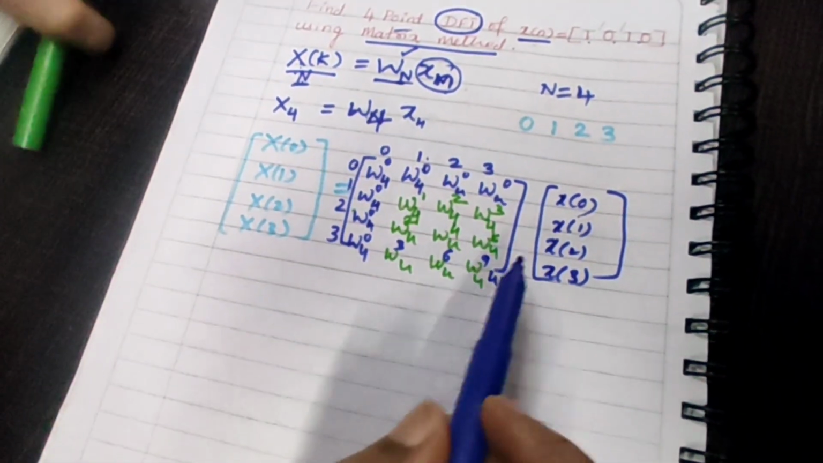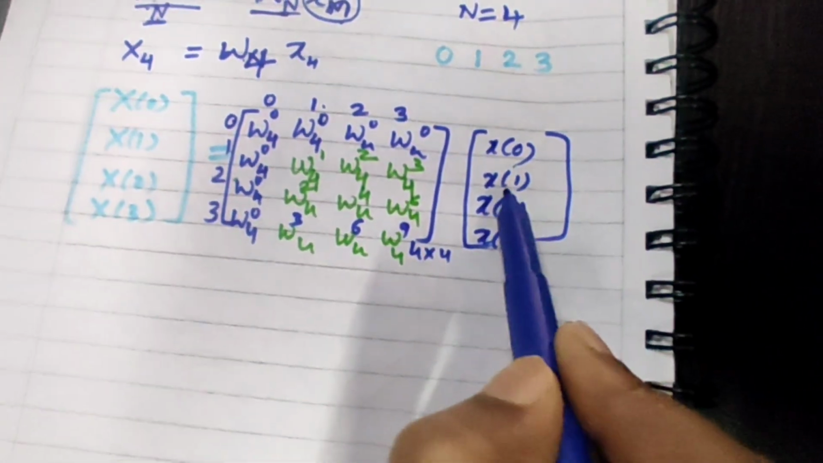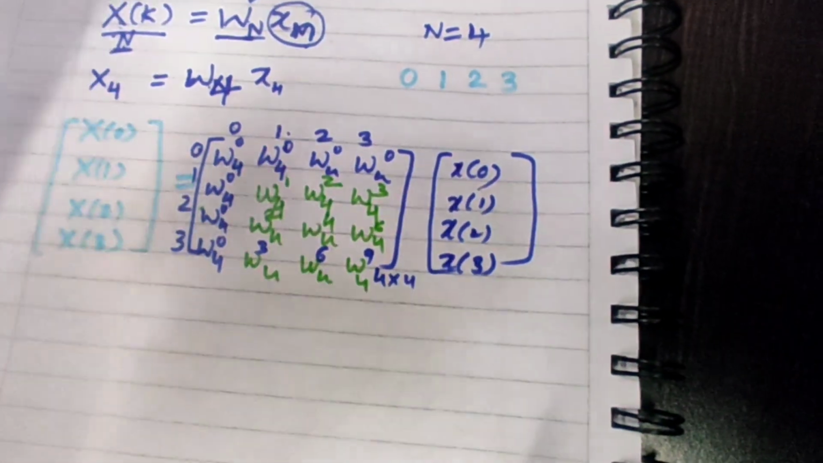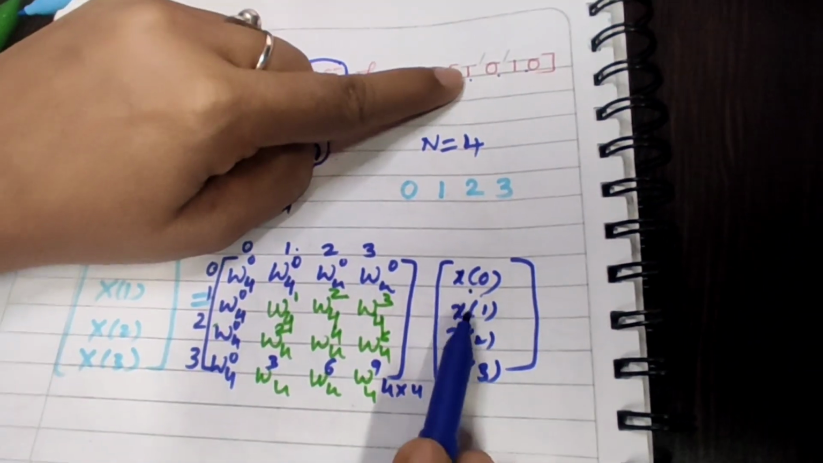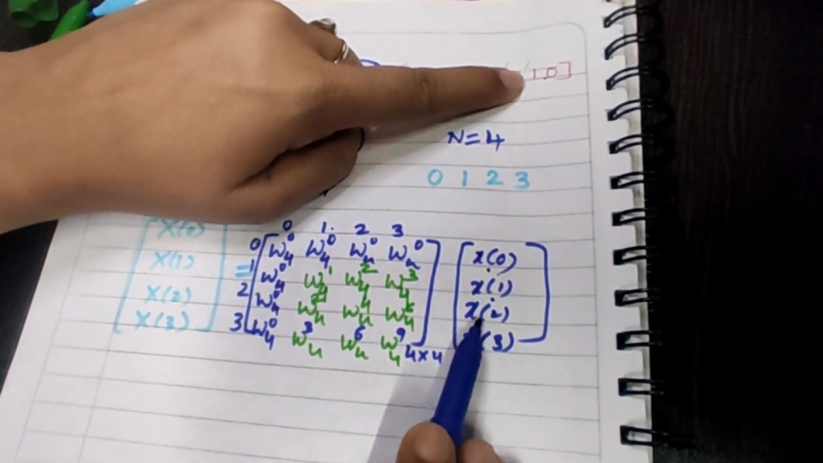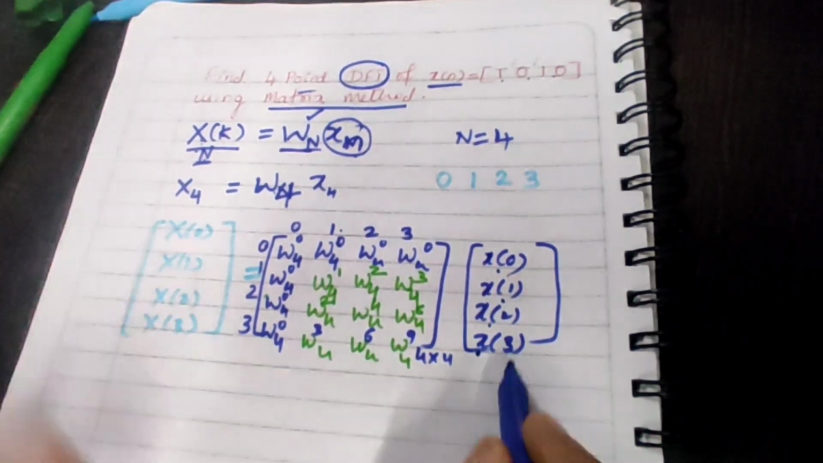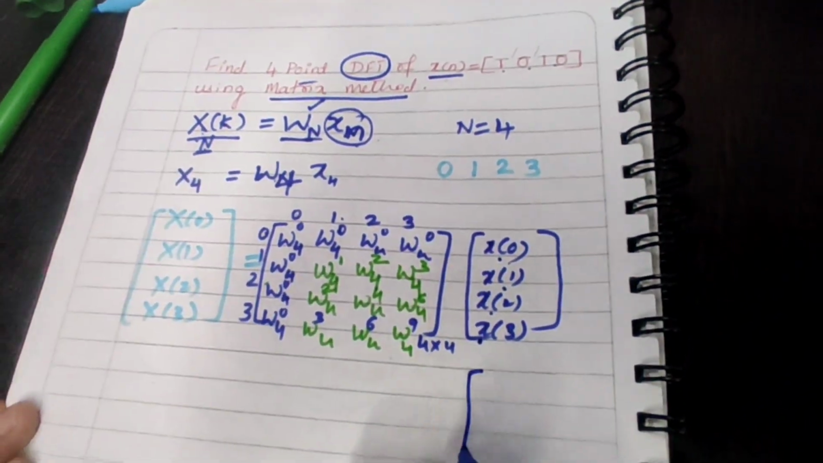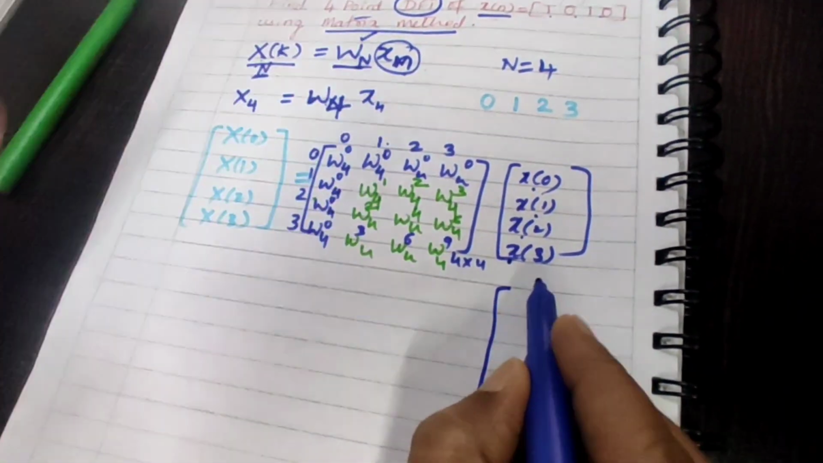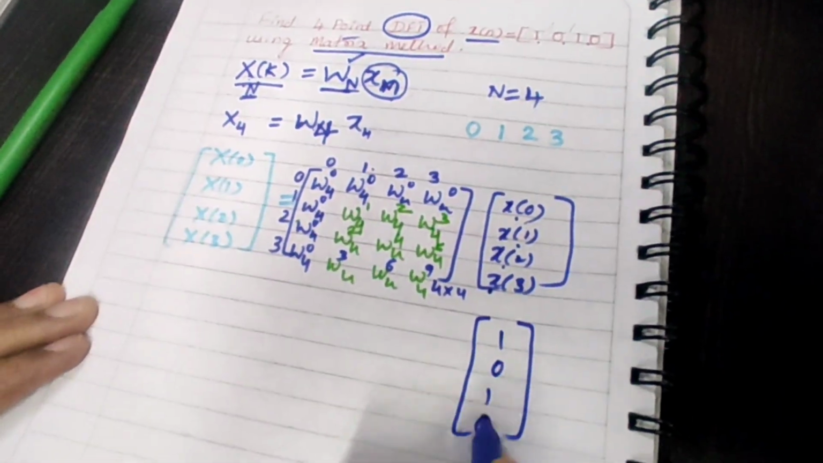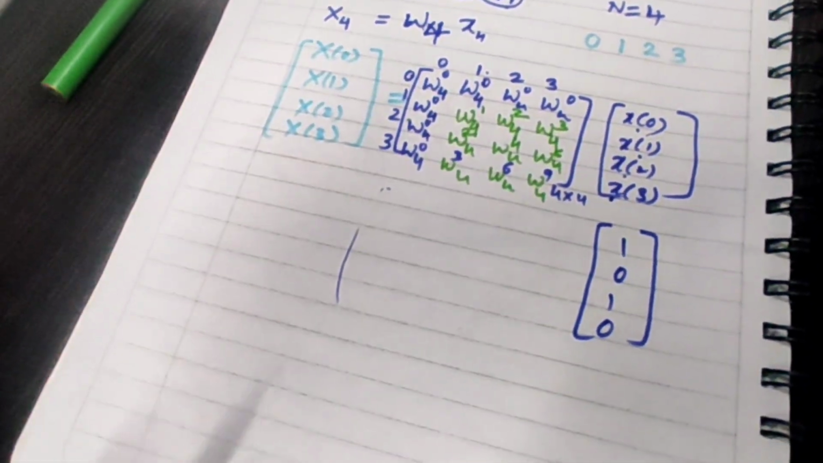Now x of 0 is 1 and x of 1 is 0, x of 2 is 1, x of 3 is 0. In this way we have to substitute. To write this matrix is a very simple thing. It is nothing but x of n, 1 0 1 0. But how to write this twiddle factor? We have to first calculate it.